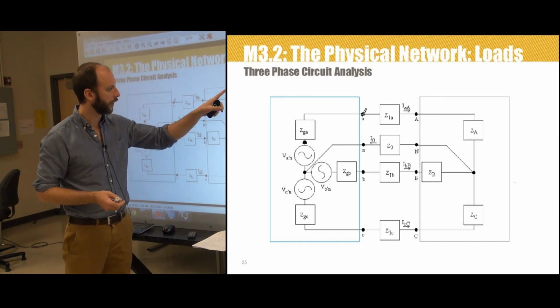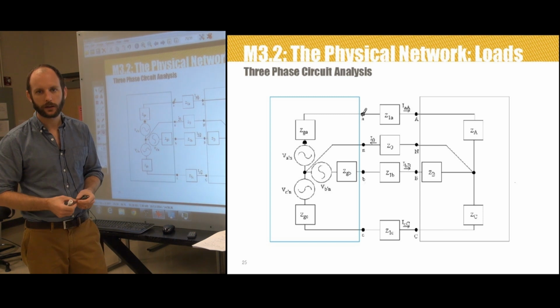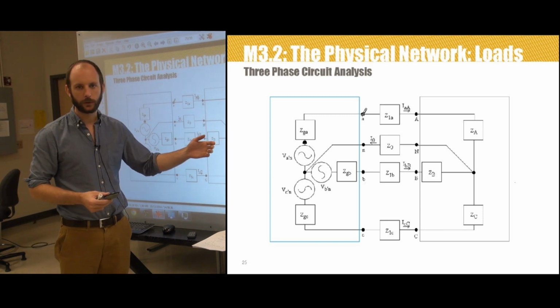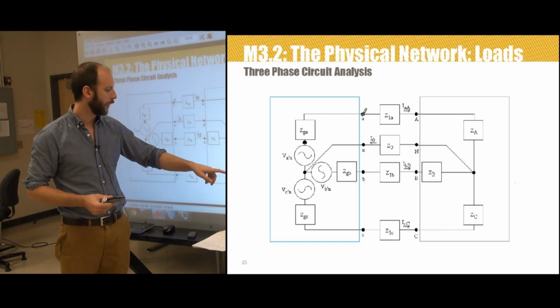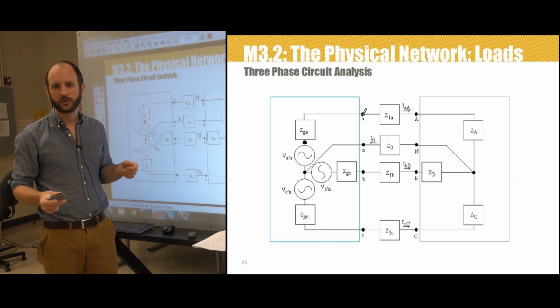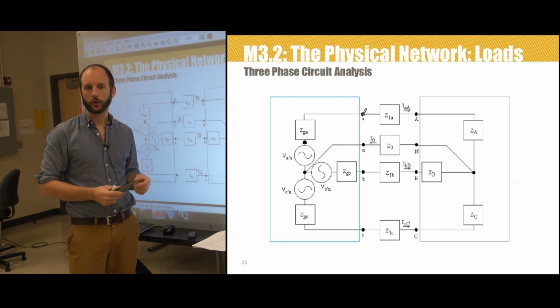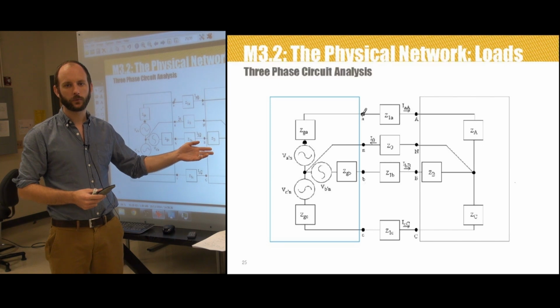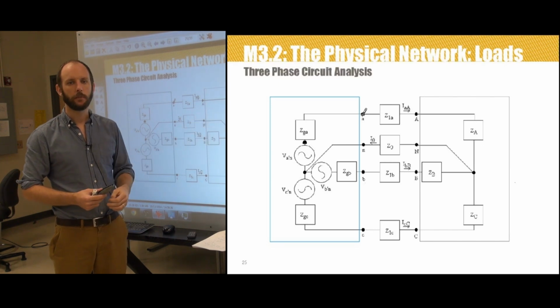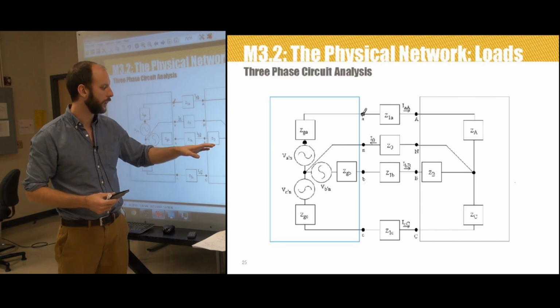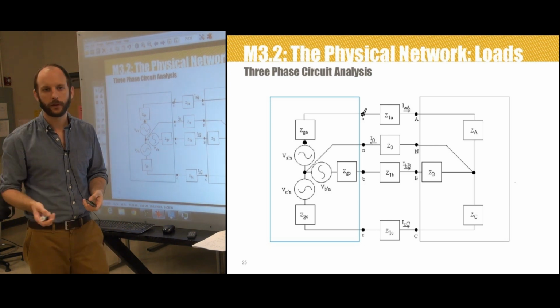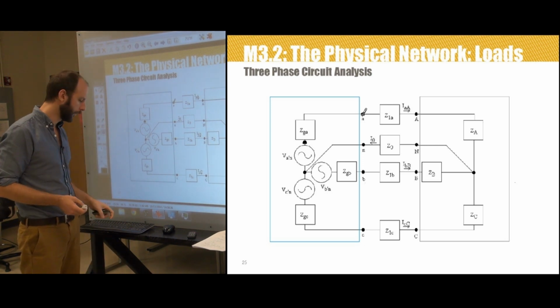So that leaves us the last element, which is just the gray box. We have the load impedances, right? ZA, ZB, and ZC, which are the same as we presented earlier in the lecture. For most circuit analysis, we analyze a balanced load, meaning the load impedances are equal, ZA equals ZB equals ZC. I've said that a ton of times now.